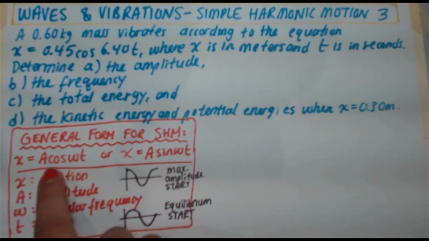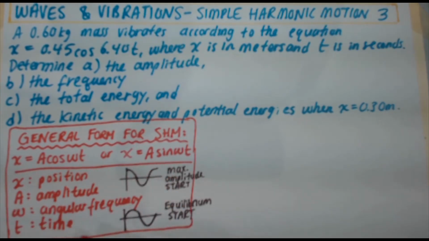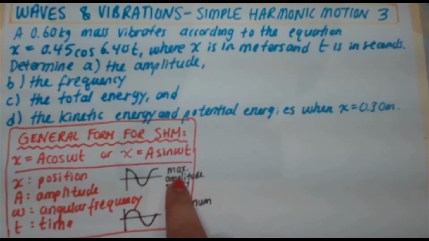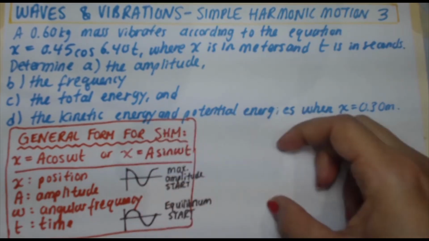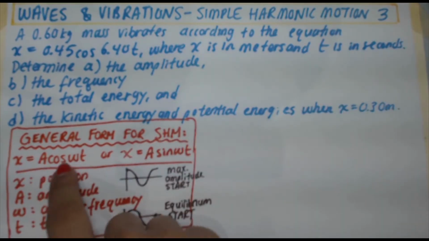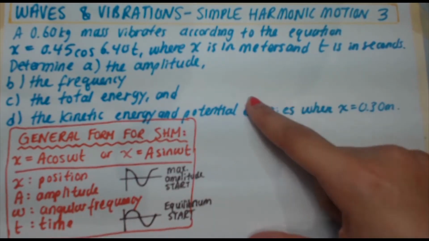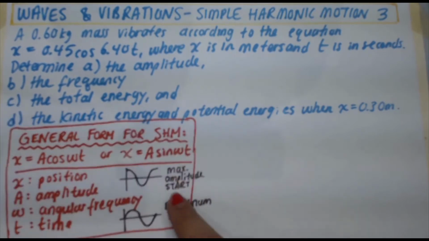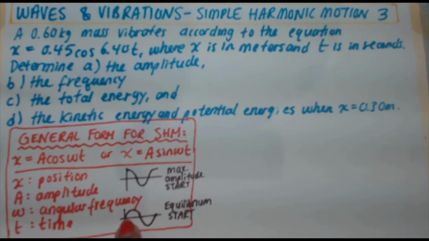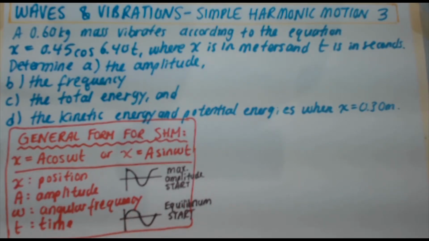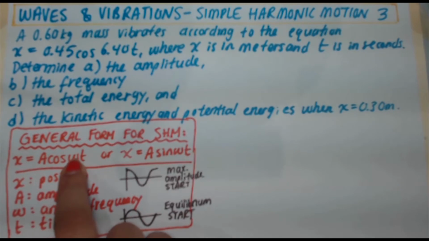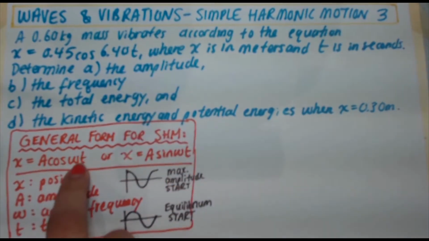Whether you choose cosine or sine depends on the conditions upon which the formula is going to be made. For example, if you start the data collection when the spring is at maximum amplitude, in other words, you stretch the spring and then let go, then you go with cosine omega t. If you measure the data starting as the spring goes through its equilibrium position, you start with a sine, because when time is 0, the distance moved is 0. In this case we're dealing with cosine. It's already given to us, so we'll work off that.